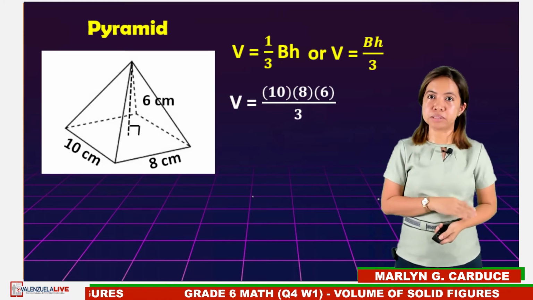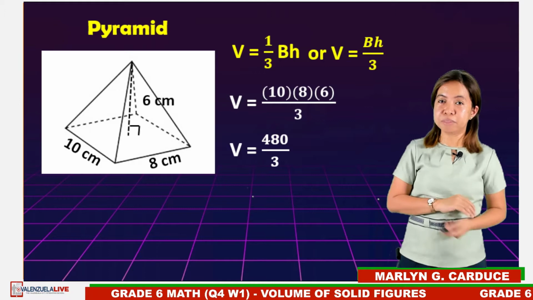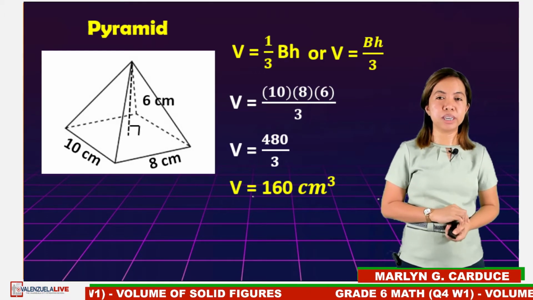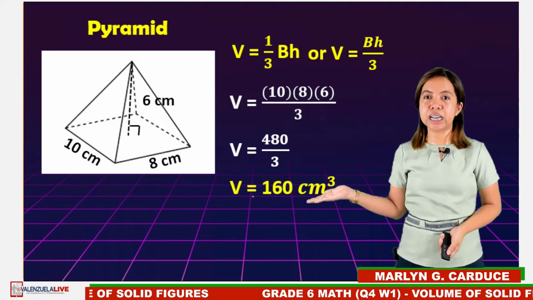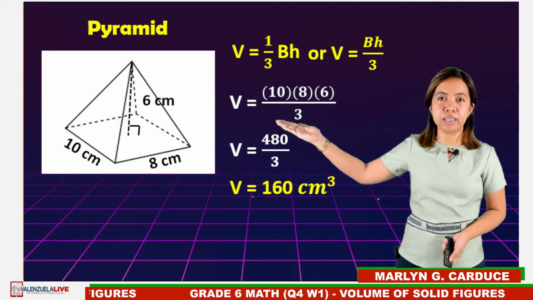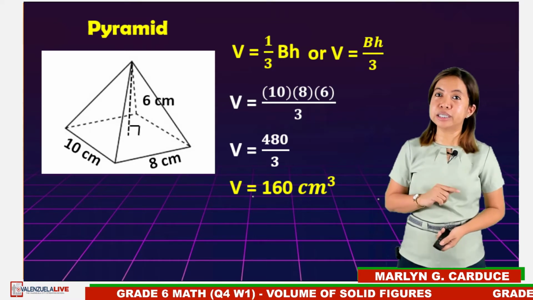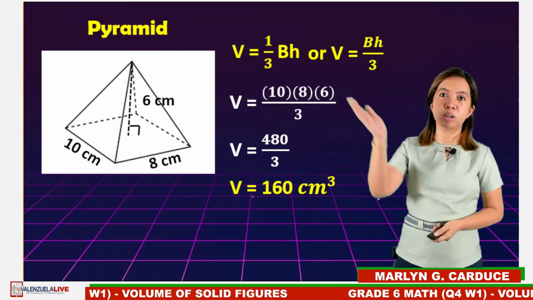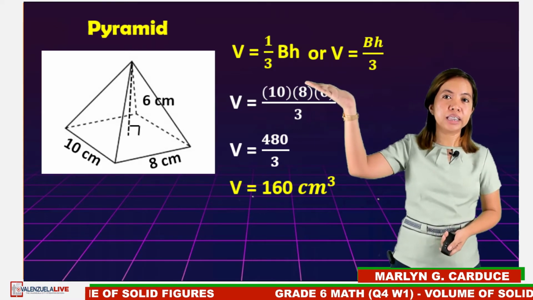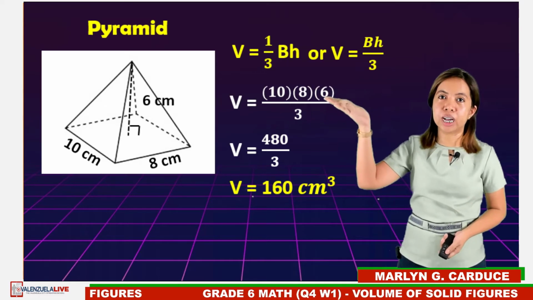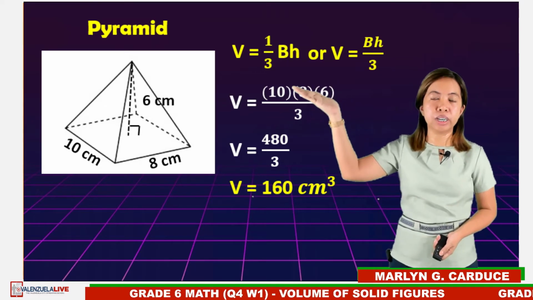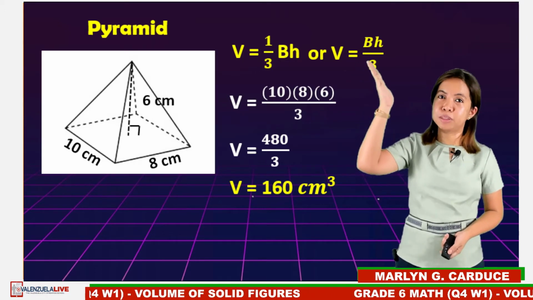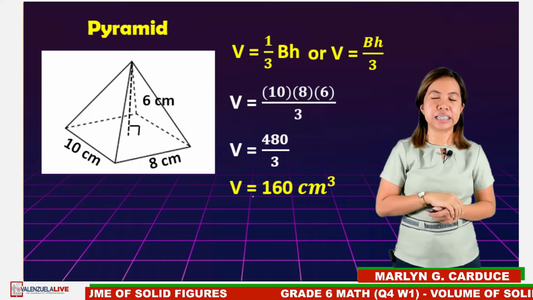So 10 times 8 times 6, that is 480, divided by 3, that is now 160 cubic centimeters. That is now the volume of the given pyramid. So again, take note, class, that in solving for the volume of a pyramid, we have to multiply the product of the base area and the height by 1/3, or we can divide the product of the base area and the height by 3.